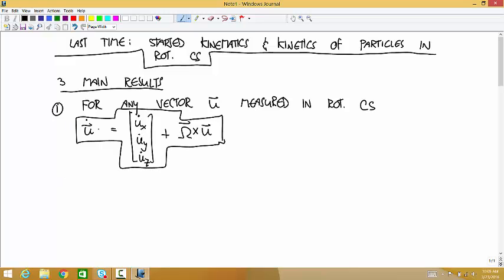Second, we applied that rule, and before I go on, this vector, ux dot, uy dot, uz dot, you can also think of as the u dot that's observed in the rotating coordinate system.